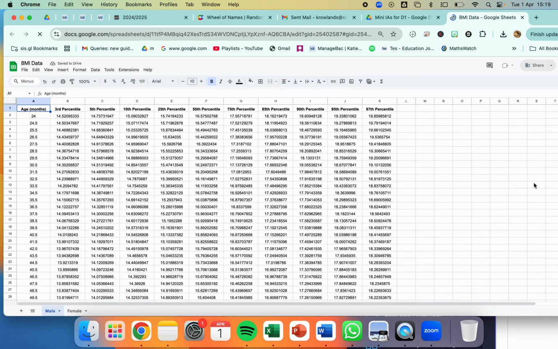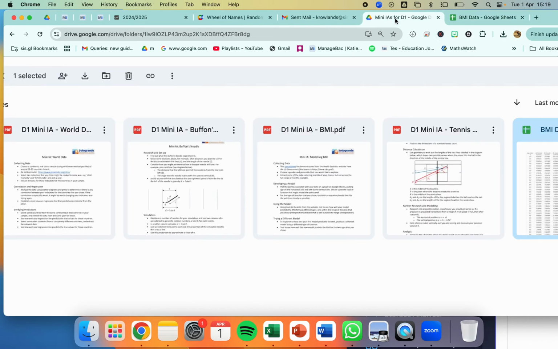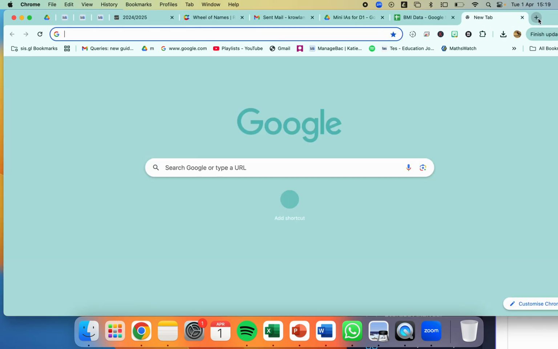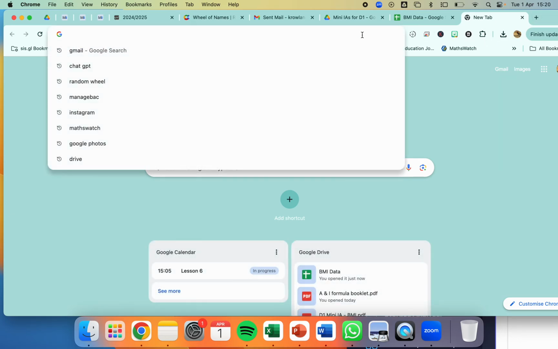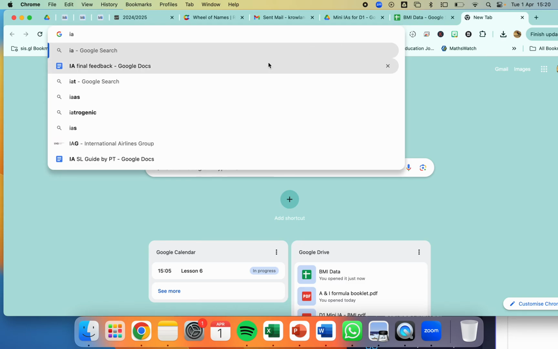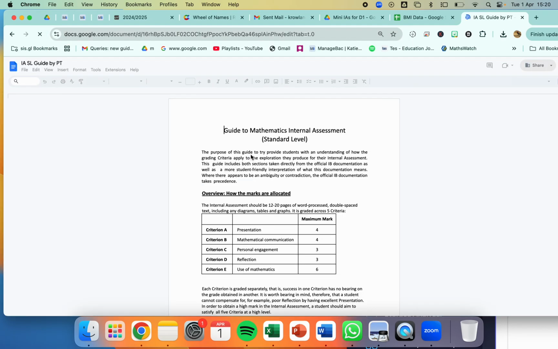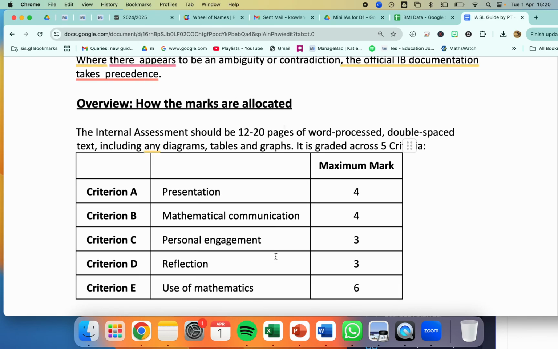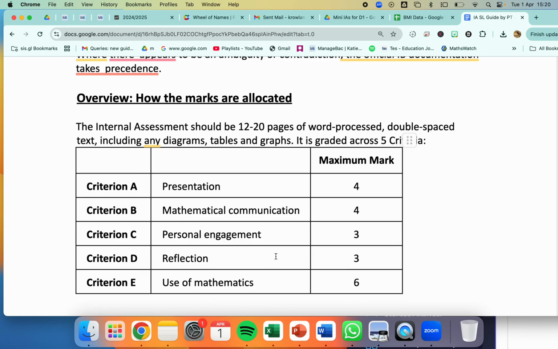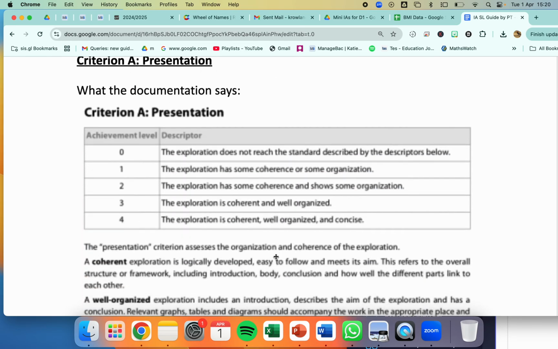Now, one of the key things you need to be aware of for the mini IAs is that you get marked for 5 different criteria. You get marked for criterion A, B, C, D and E. So what do I mean by that? Well, let me open up this guide. A is how you present the data as the following. So what do you get marked on when you're talking about presentation?